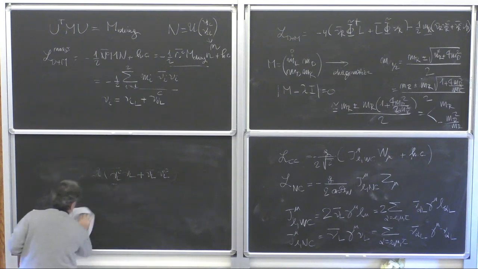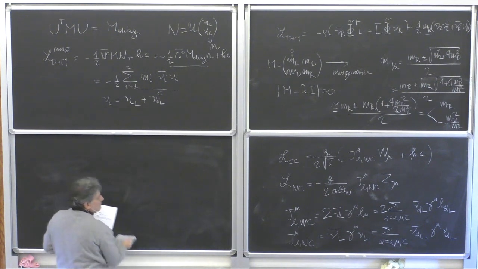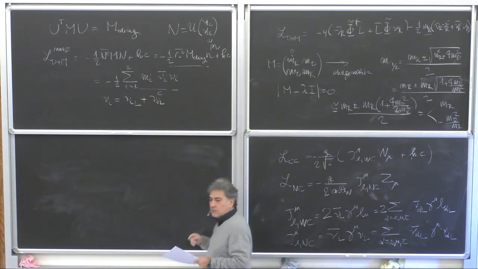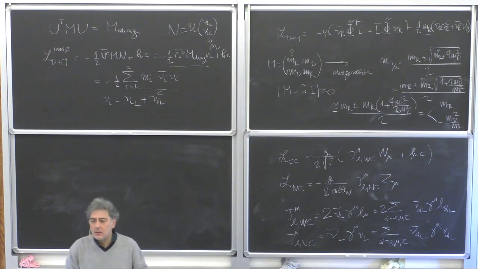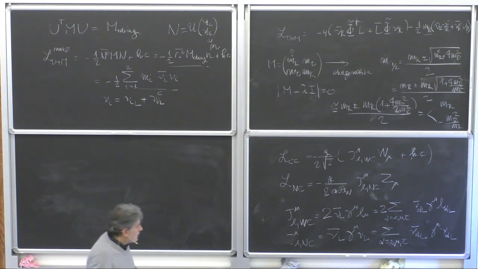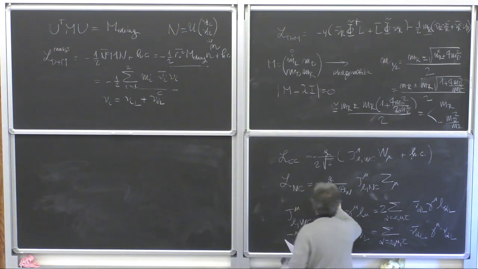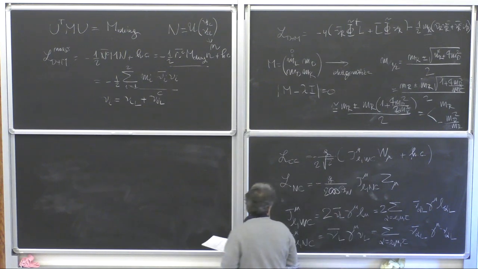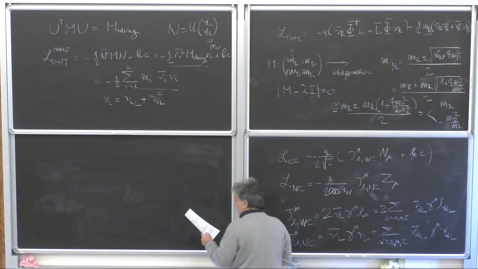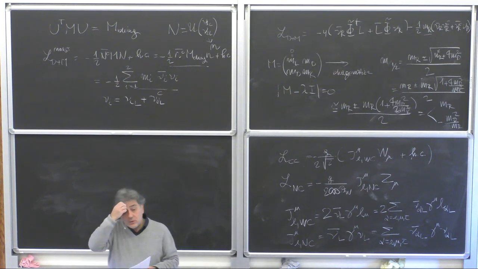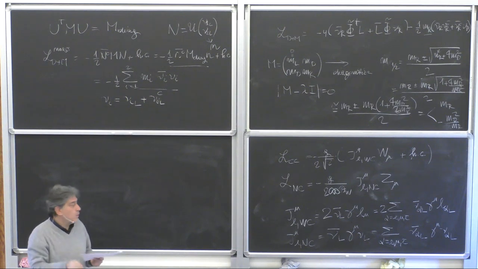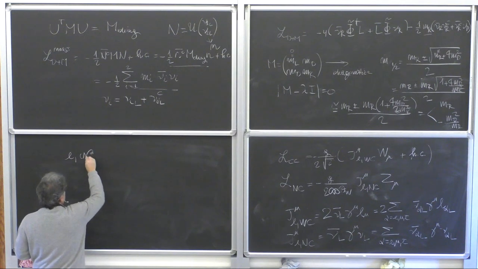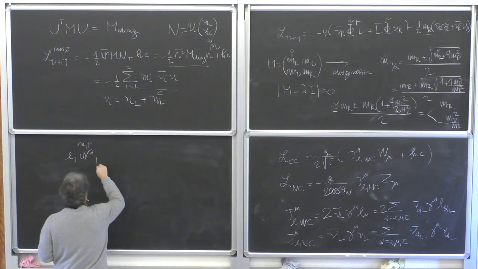Now, for the moment, we disregard the mixing of neutrinos. So when neutrinos propagate through matter, they will interact typically with electrons, nucleons, so neutrons and protons, and nuclei.